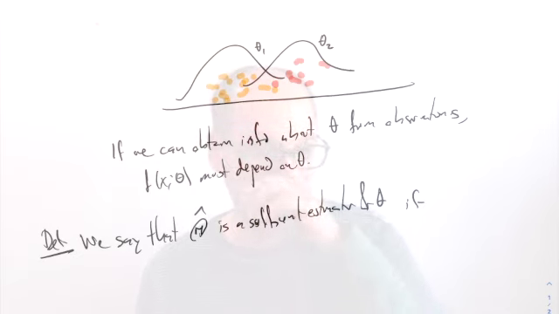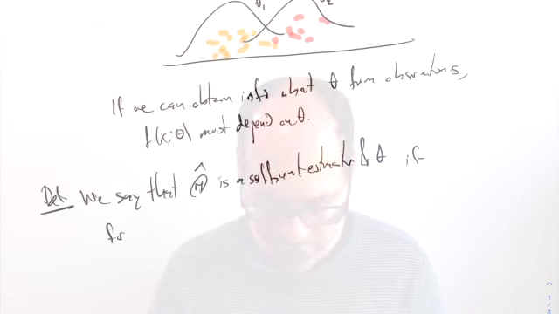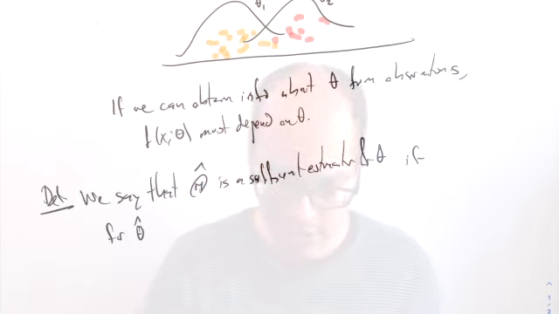Let me clarify the notation, since we're having a little font trouble. This is a lowercase theta, this is an uppercase theta hat, which is a random variable, and this is a lowercase theta hat, a specific value of that random variable, which is different from the parameter theta that doesn't have a hat. Just so we have the font clear.